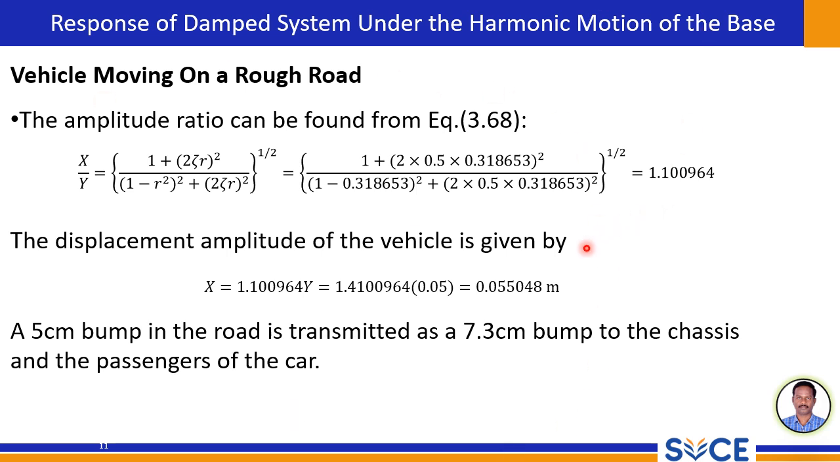This result highlights the importance of understanding the displacement transmissibility in vehicle design. By analyzing the system's response to different road surface scenarios, we can optimize the suspension system to minimize unwanted vibrations and improve the ride comfort. This involves selecting appropriate values for the spring constant and damping coefficient to achieve the desired transmissibility characteristics.